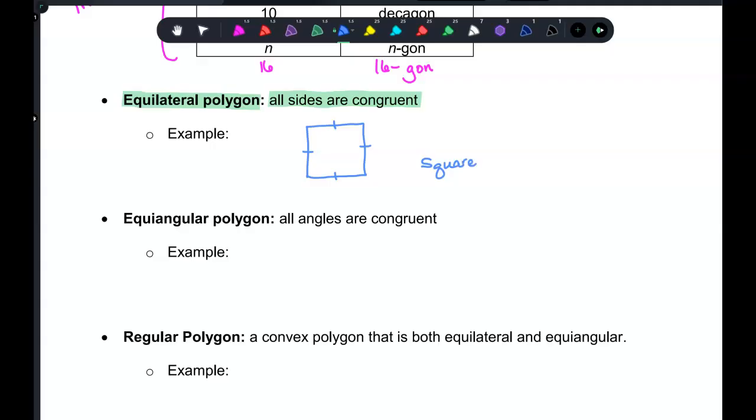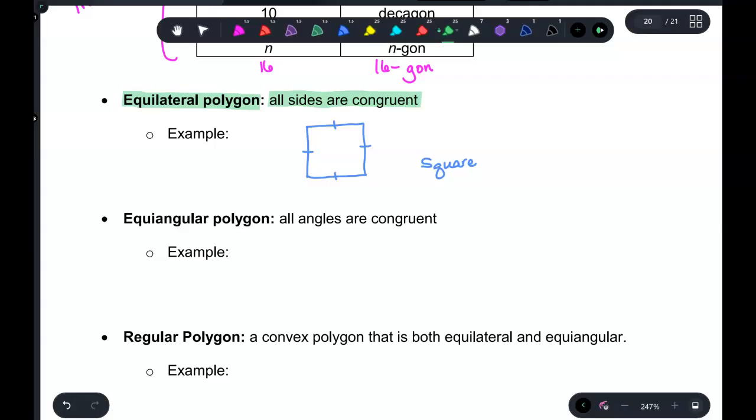Okay, so if I'm going to draw an equilateral polygon, the way I would label it is all the sides are marked congruent. A square is not the only one. That's just one type. You can have an equilateral triangle, an equilateral pentagon, an equilateral hexagon. Okay. Next one, we also need to know.